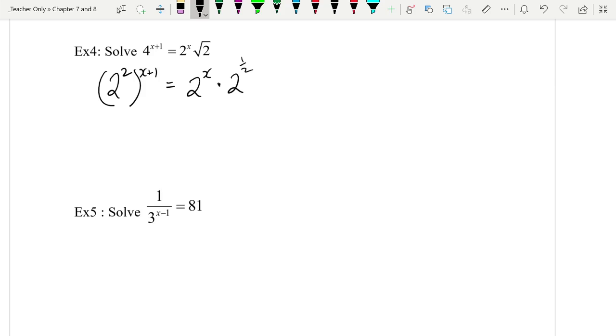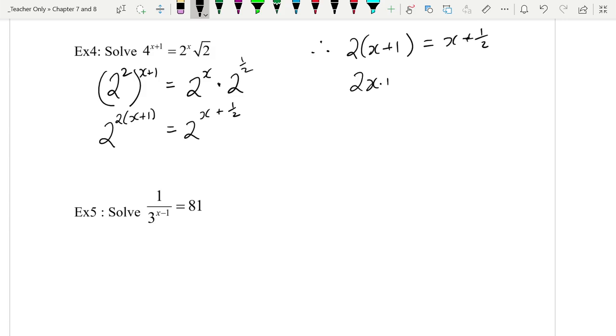On the left side, power of a power means you multiply the exponents. And on the right side, you add the exponents. And once again, I can use a therefore. 2 times x plus 1 has to equal x plus 1/2. And so that's 2x plus 2 is equal to x plus 1/2. I minus x from both sides. I minus 2 from both sides. No, I don't want decimals. 2 is 4 halves, right? So x is negative 3 halves.